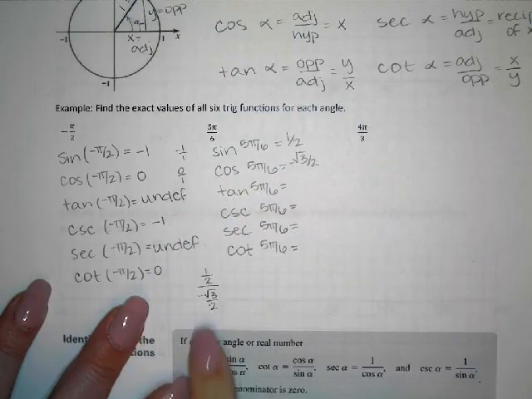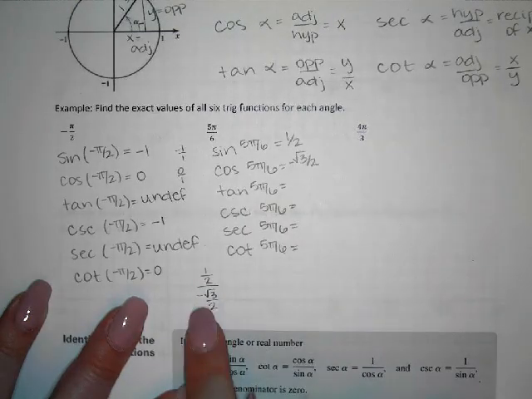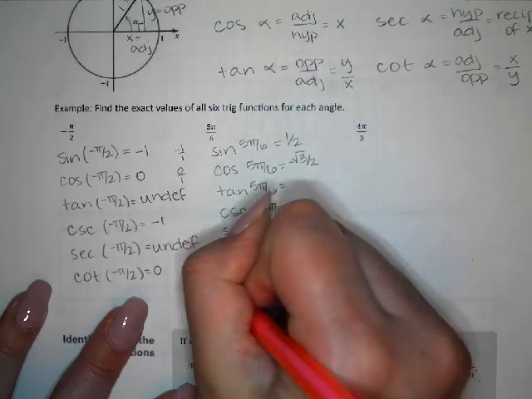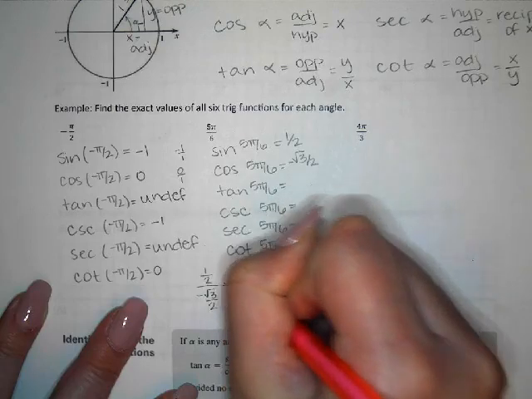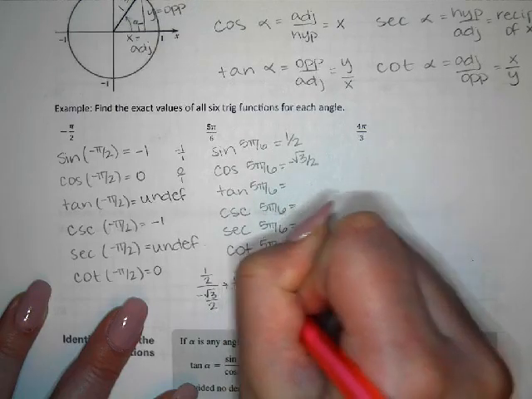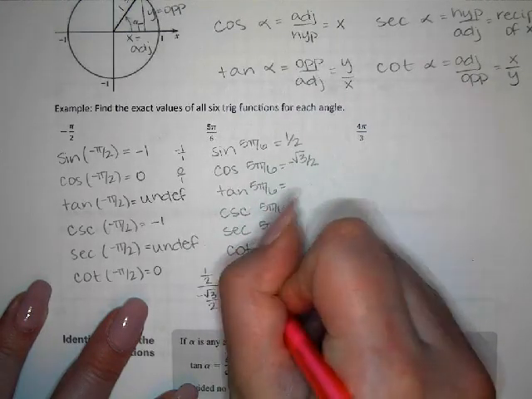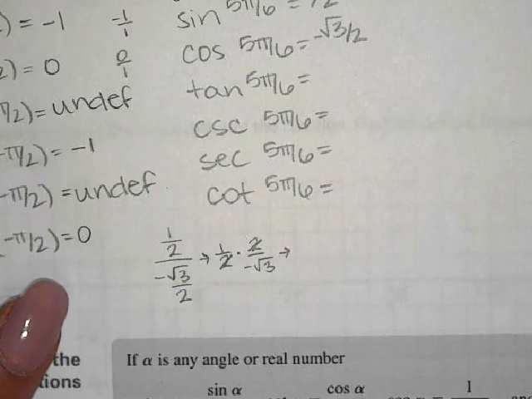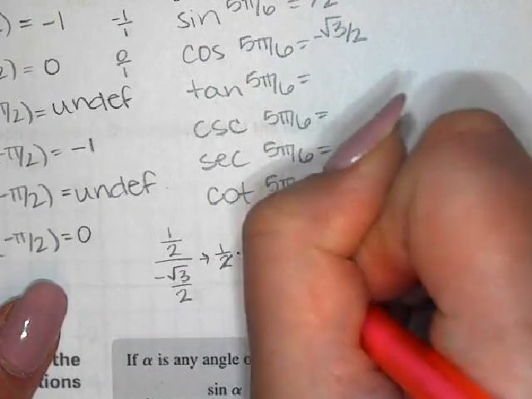And when we have a fraction divided by a fraction, we just take the denominator and multiply by the reciprocal. So this is going to become 1/2 times 2 over -√3. So the 2's are going to cancel. Divide by 2 and multiply by 2 are going to cancel. And I'm going to zoom in for a second here. All right, so I end up with 1 over -√3.